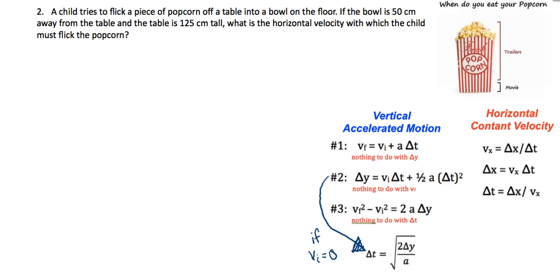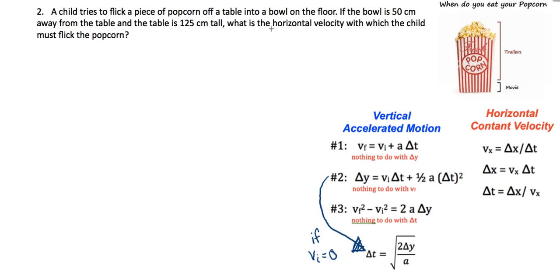Okay, problem number 2. A child tries to flick a piece of popcorn off a table into a bowl on the floor. If the bowl is 50 centimeters away from the table and the table is 125 centimeters tall, what is the horizontal velocity with which the child must flick the popcorn? Okay, so once again, it's that projectile type problem. Let's write down what we know.